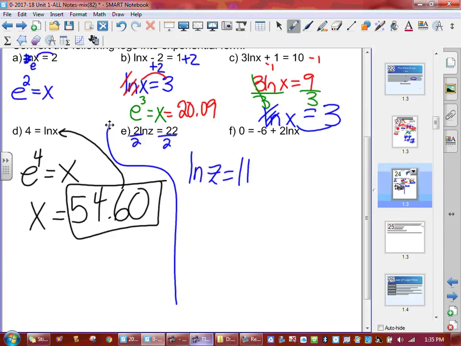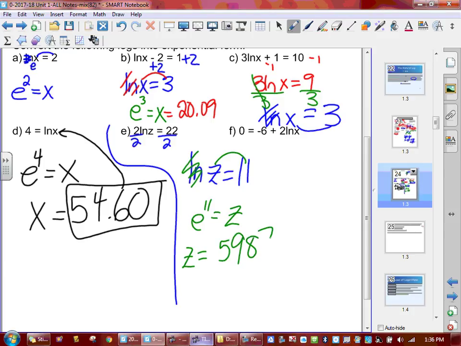And it's a big number. It is 5 digits, I believe. So z is 59,874.14. Okay, so it's a big, big number.